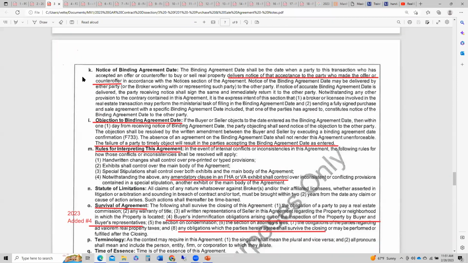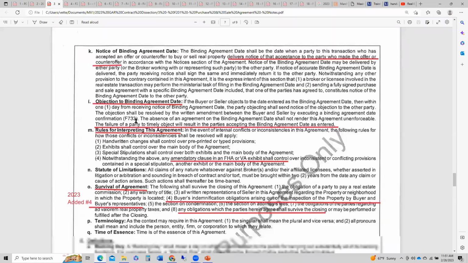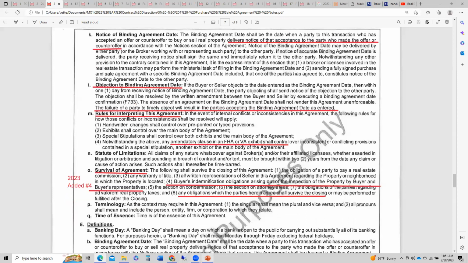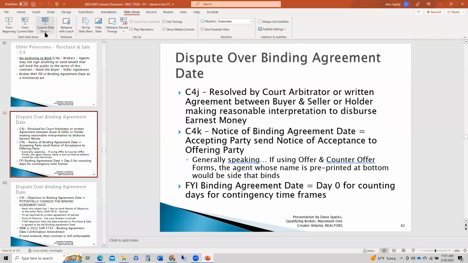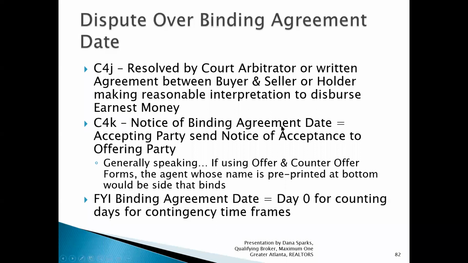There are all of these paragraphs here about notice of binding agreement date and if there's an objection to the binding agreement date. And I just want to bring to your attention that there is a lot of information in the GAR contract if there is confusion over that.